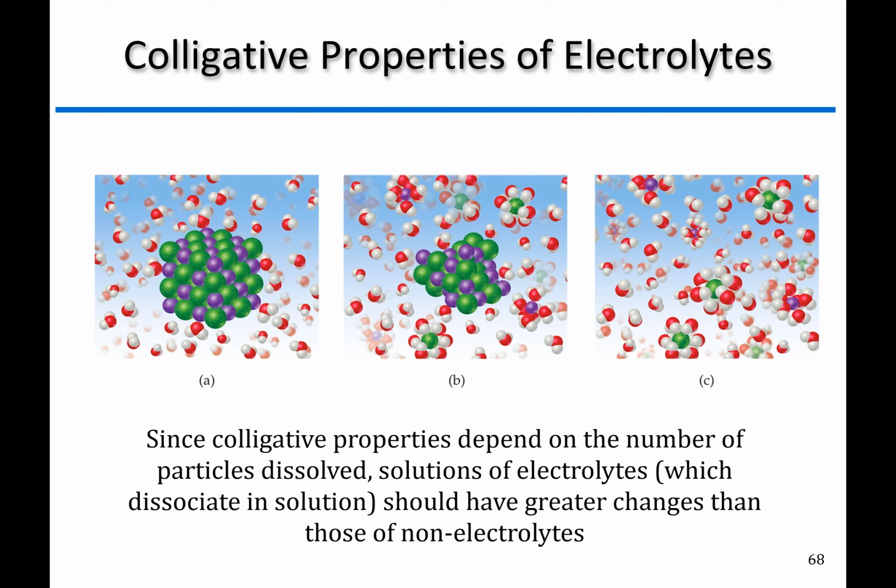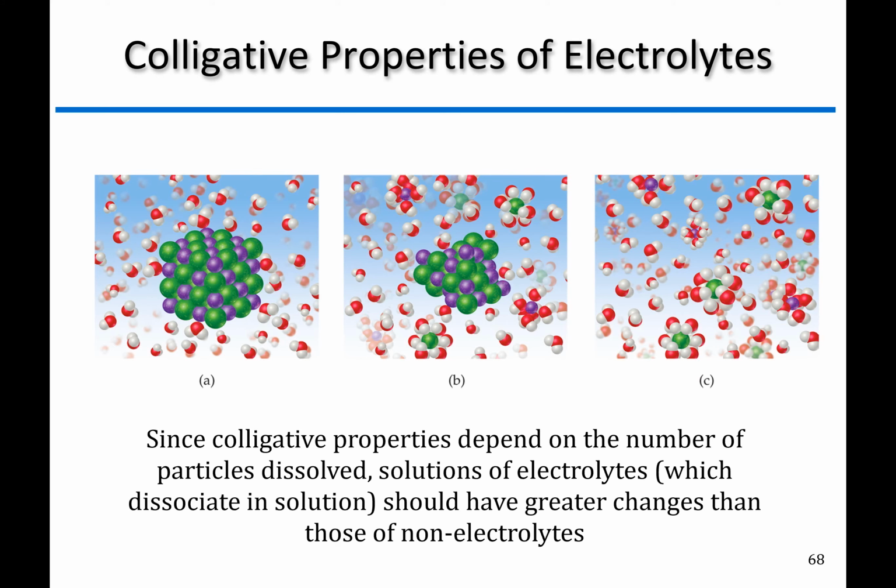So one important thing is, as we mentioned at the very start of this section, we know that colligative properties only depend on the number of particles dissolved. So that means that solutions of electrolytes, which in other words break into ions, should have a greater effect on properties such as boiling point and freezing point than non-electrolytes, so things that don't break into ions. So here's just an example of maybe sodium chloride breaking into, of course, Cl- and Na+.